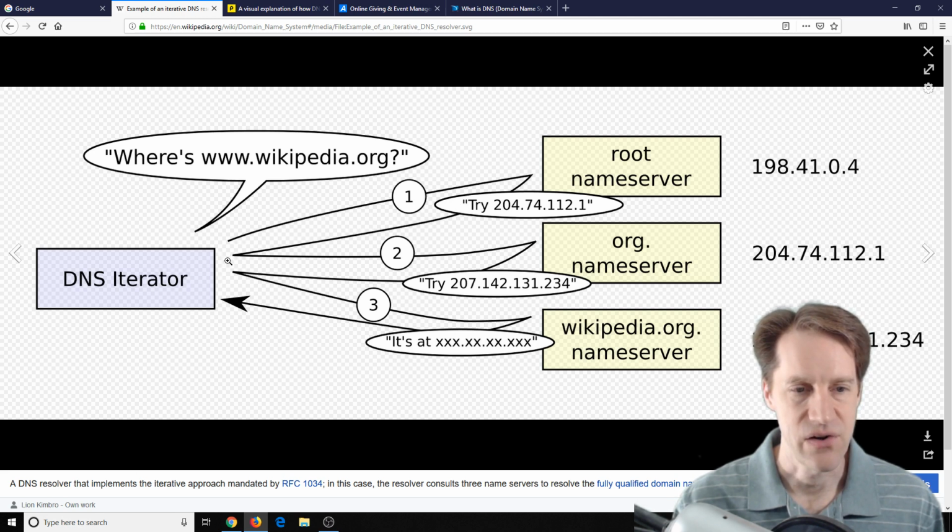So the DNS iterator contacts that top-level domain, which is the .org name server. And then it says, do you know where wikipedia.org is? And it says, no, go ahead and try the authoritative name server for that domain. And it says, okay, I now know that. So I'm going to then contact that authoritative name server for that domain. And it says, okay, it's at this IP address. So now it knows how to find wikipedia.org.